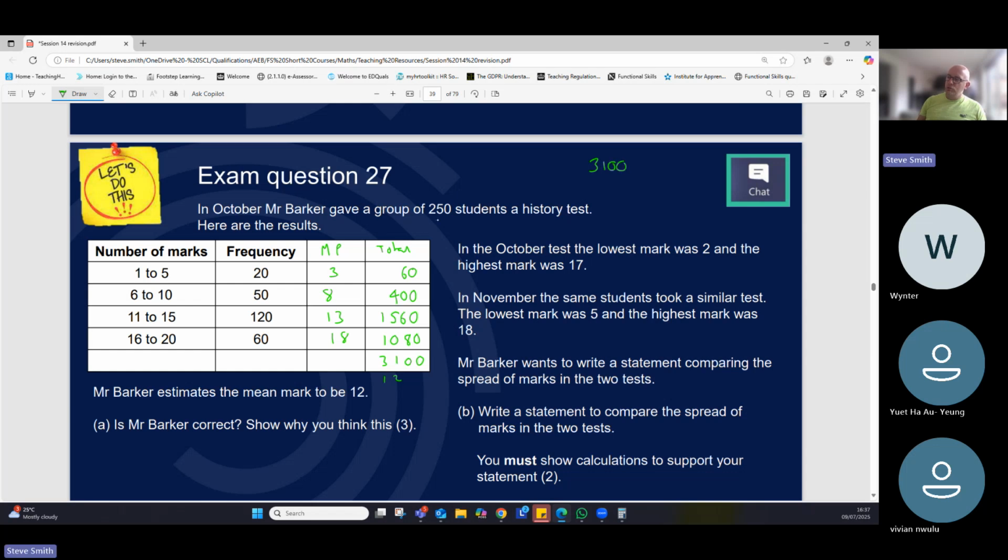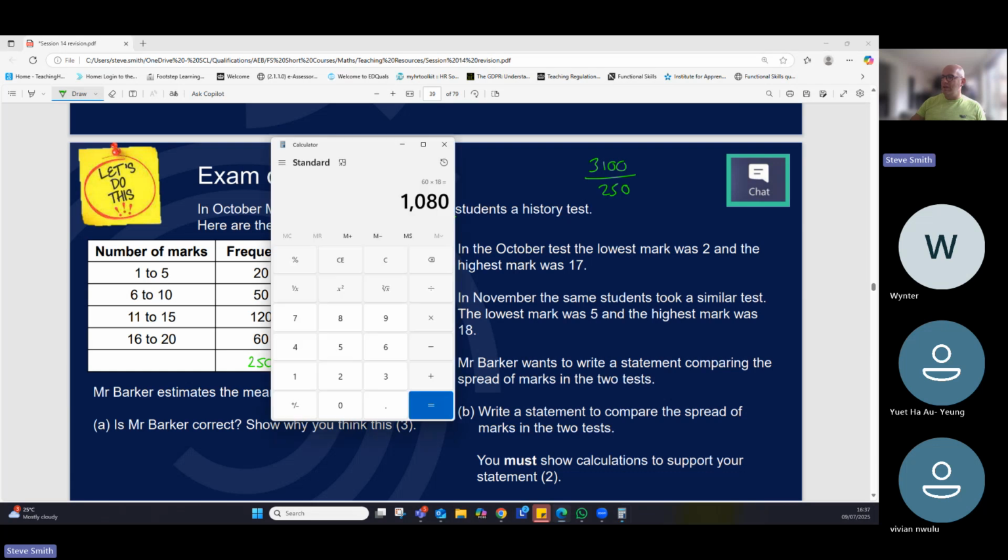And there's 250 students. It says that in the line of the question. If it didn't, we add these numbers up here. So we've got 20, that's 70, that's 190. So yeah, it's 250. So we're always dividing by the total of that frequency column. Always. So we're dividing by 250.